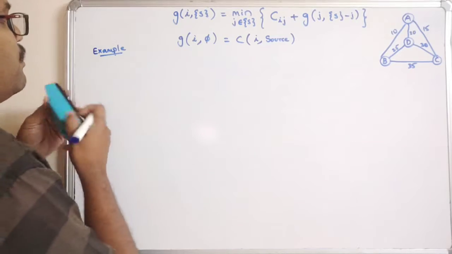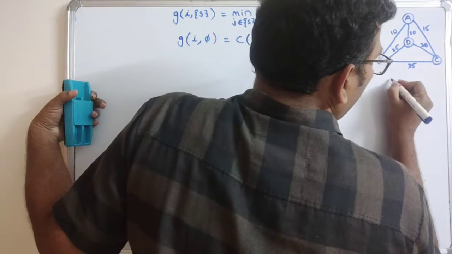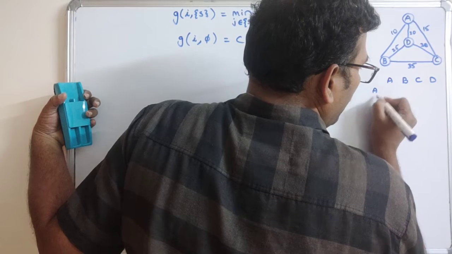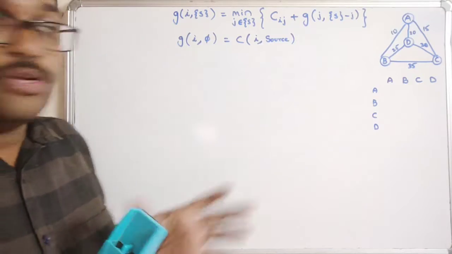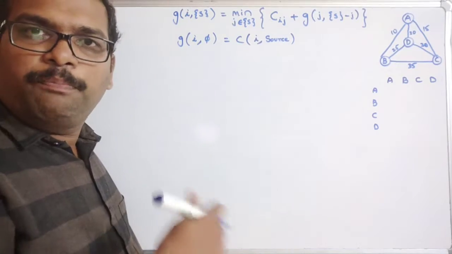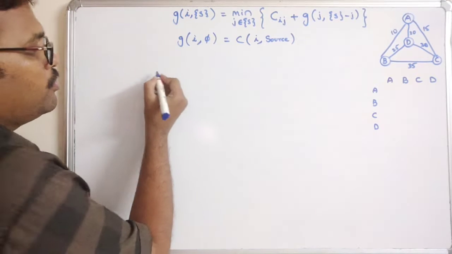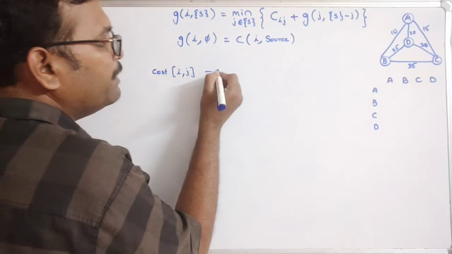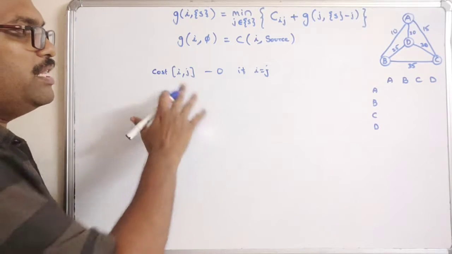First let us write down the table. Let us write the adjacency matrix. So I am writing here A, B, C and D, and here also A, B, C and D. So we'll write the cost. This is I and this is J. There will be no edge from A to A or B to B or C to C or D to D. So that's why I have mentioned, cost of I comma j will be 0 if I is equal to j. So if I is equal to j, then the cost will be 0.